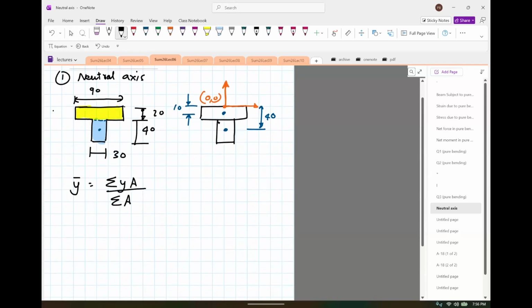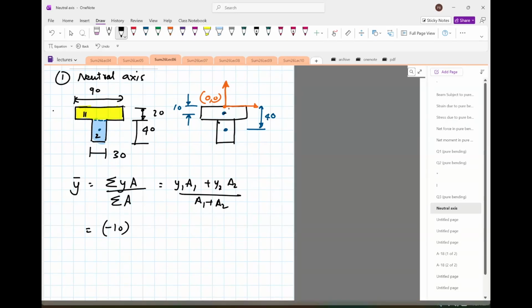So let's write down this formula now. It's YDA. So this is going to split into two geometries. Let's call this 1 and call this one 2. So Y1 A1 plus Y2 A2 divided by A1 plus A2, where A is the area and Y is the distance from the origin. So for Y1, this is 1, we wrote 10. And to make it consistent, we have assumed upwards to be positive, so I need to make it minus 10. The distance of this point from the origin is minus 10, right?